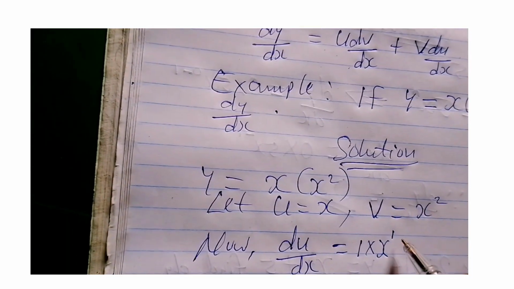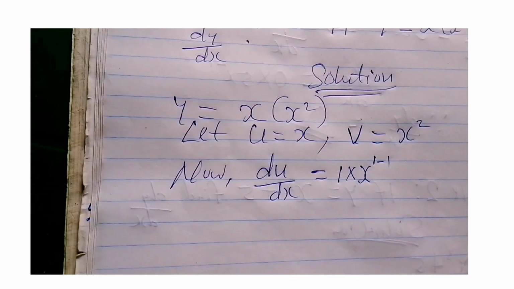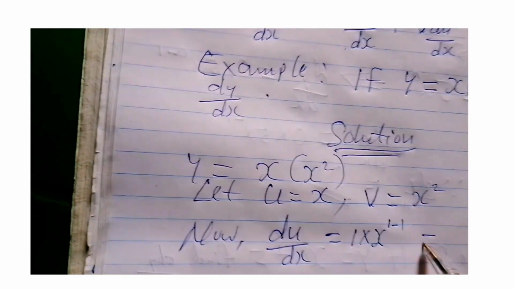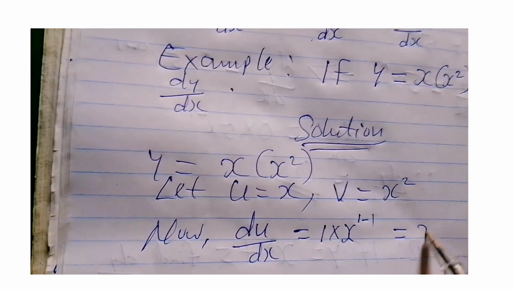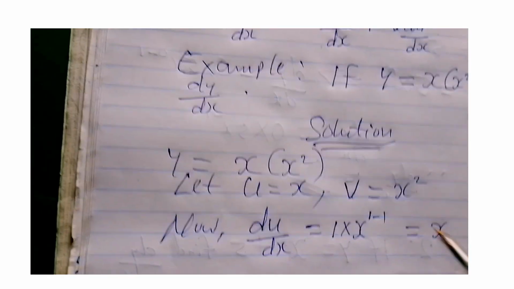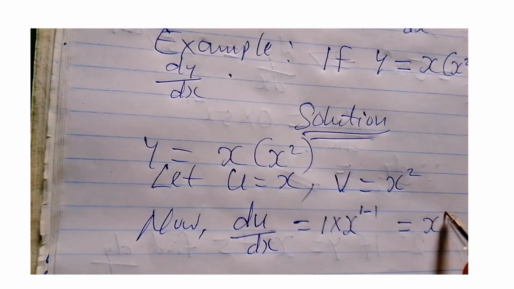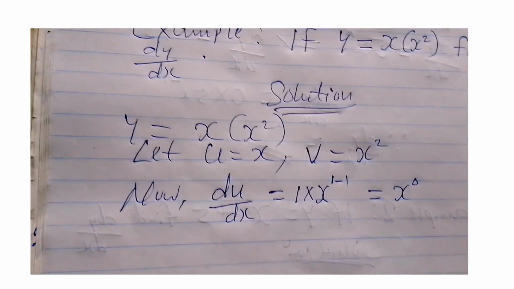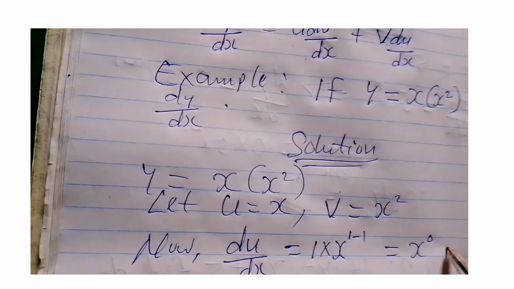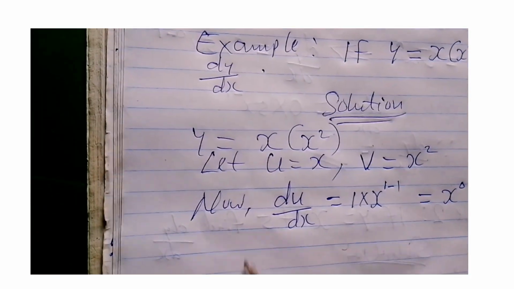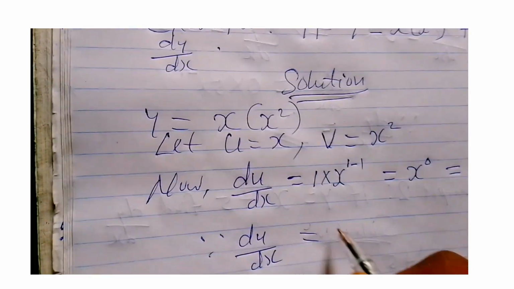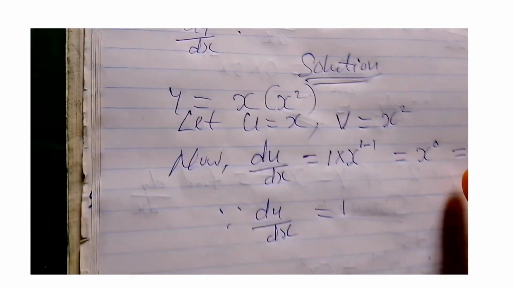Then we subtract 1 from the power, based on the power rule. Now we're going to have 1 times x, which gives us what? x, right? Now 1 minus 1 gives us 0, and we have x raised to the power of 0. By the law of indices, anything raised to the power of 0 is equal to 1. Therefore, our du over dx is equal to 1. I hope you understand. That's good. We are getting our du over dx.